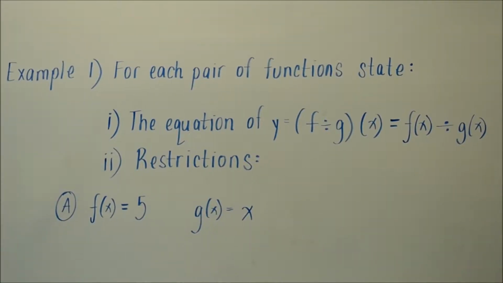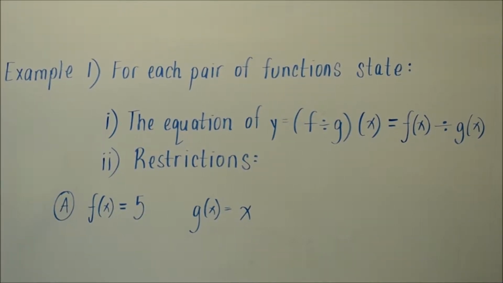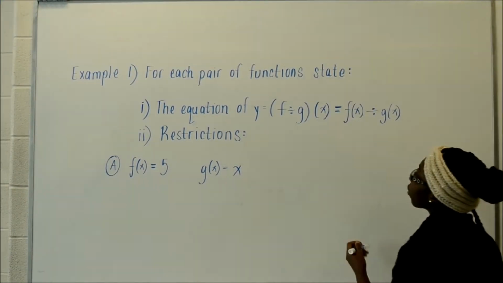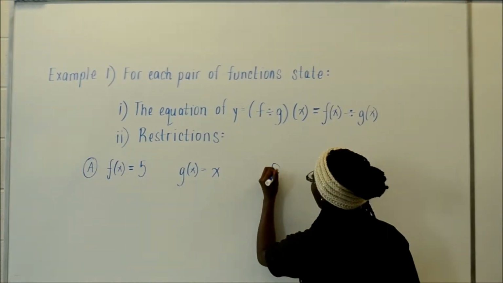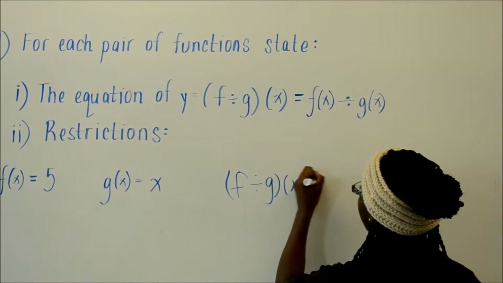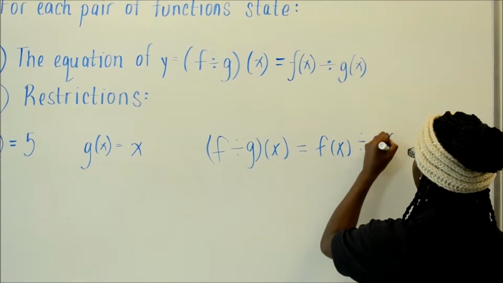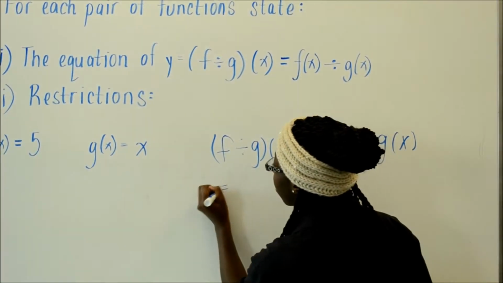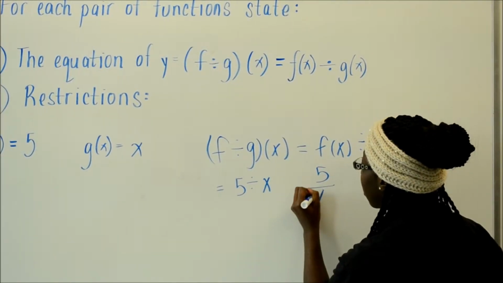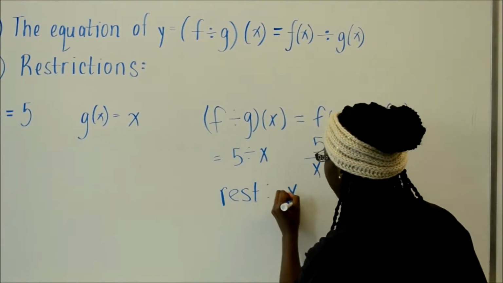Example 1. For each pair of functions, state the equation of y equals f divided by g at x, and the restrictions. f at x equals 5 and g at x equals x. So we're going to write down the equation. f divided by g at x equals f at x divided by g at x. This equals 5 divided by x, which is 5 over x. And the restriction is x cannot equal 0.